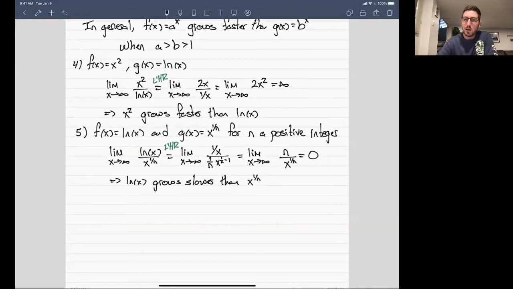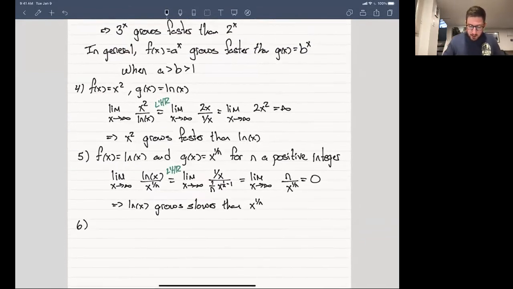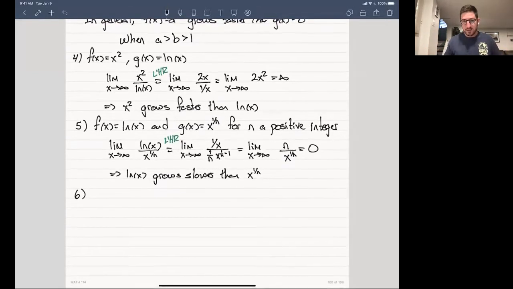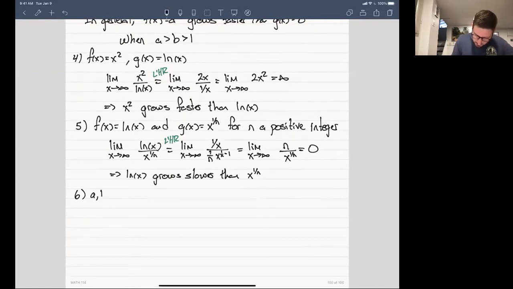Okay, so the last one that I want to show you, the last example in this portion: if you think about what I did in example 3 here, I showed you that the base matters when it comes to exponentials. So then, you're smart, you're thinking to yourself, then the base must matter when it comes to logarithms, right? And not quite, actually. So let me show you. Let's take a and b greater than 1, and let's take f of x equal to log base a of x, and g of x equal to log base b of x.